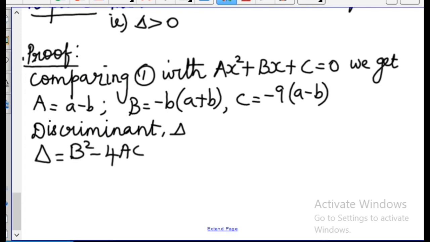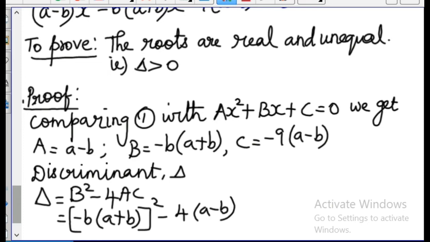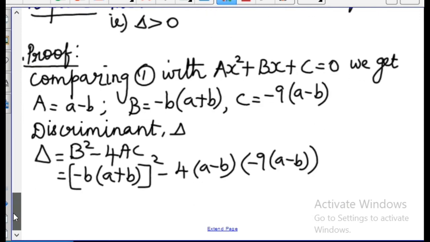Now substitute the values for a, b and c. For b you are having minus into a plus b, use the square bracket, whole square, minus 4 into a. A is a minus b. C is minus 9 into a minus b. That is equal to, now square, b squared into a plus b whole square.